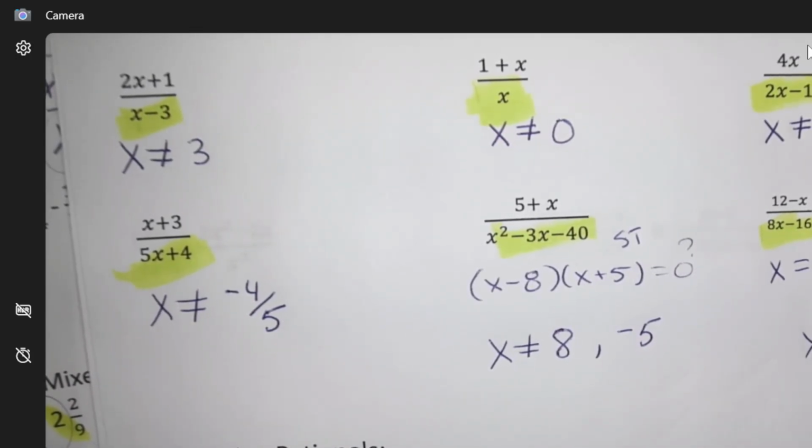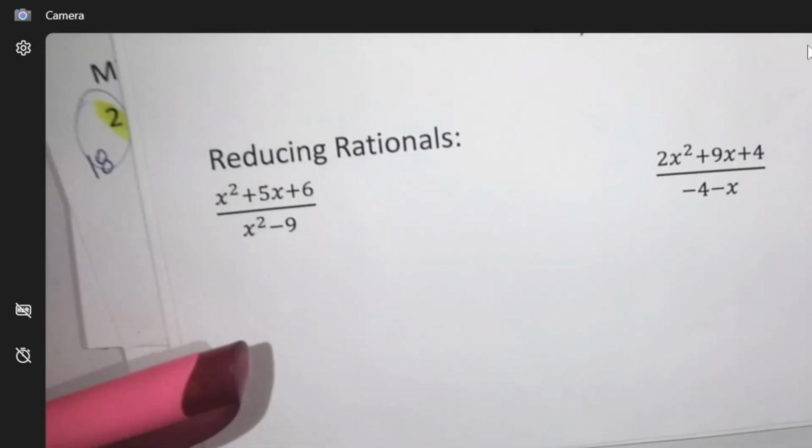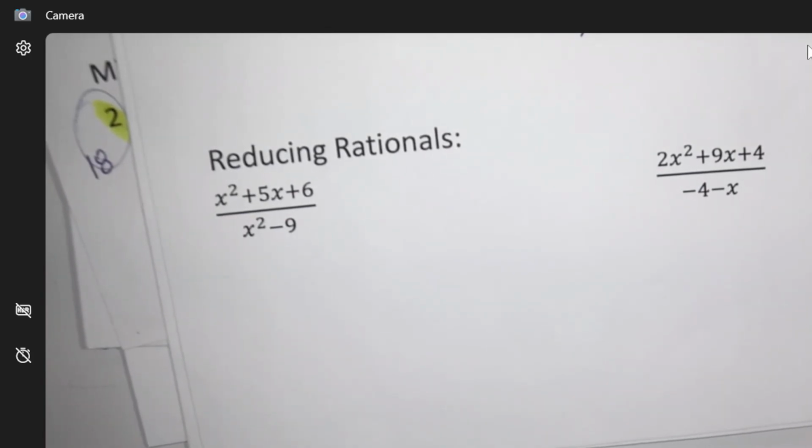Do you notice my symbol here, saying that you cannot equal? Cannot. So that's a number that's not allowed for using x. Okay, and then the last little bit here. Reducing rationals.